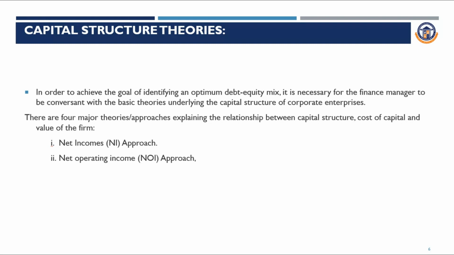The second one is the NOI approach. It means net operating income approach. This approach is just opposite to the net income approach. According to this, as capital structure changes, the market value of the firm is ascertained by capitalizing the net operating income at the overall cost of capital, which considers the constant value of the firm. The market value of the equity is ascertained by deducting the market value of debt from the market value of the firm. Formula for the NOI approach: V equals EBIT divided by K. V means value of the firm, EBIT means earnings before interest and tax, K refers to the overall cost of capital.